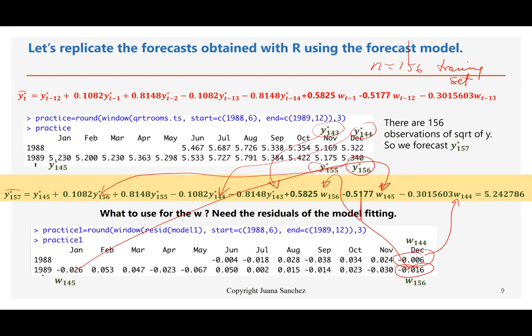So when you substitute all these numbers in your expanded forecasting model, you obtain the forecast 5.2427. This is a forecast for the quartic root of rooms, not for the actual rooms. This is what R is producing: a forecast for the pre-transformed variable.